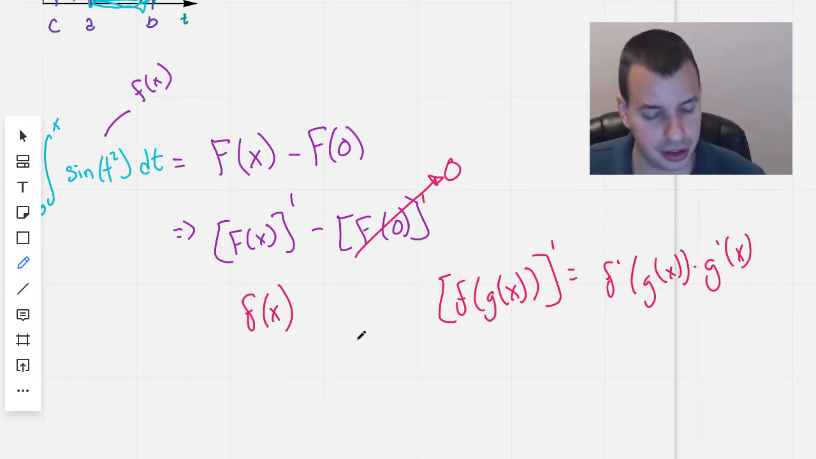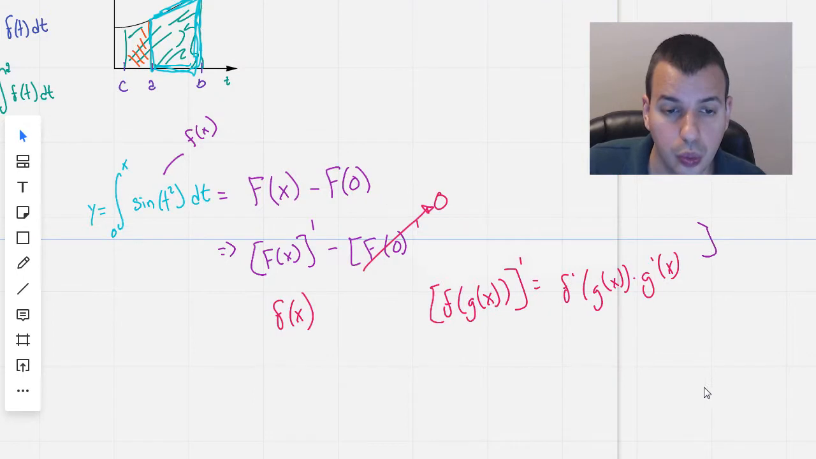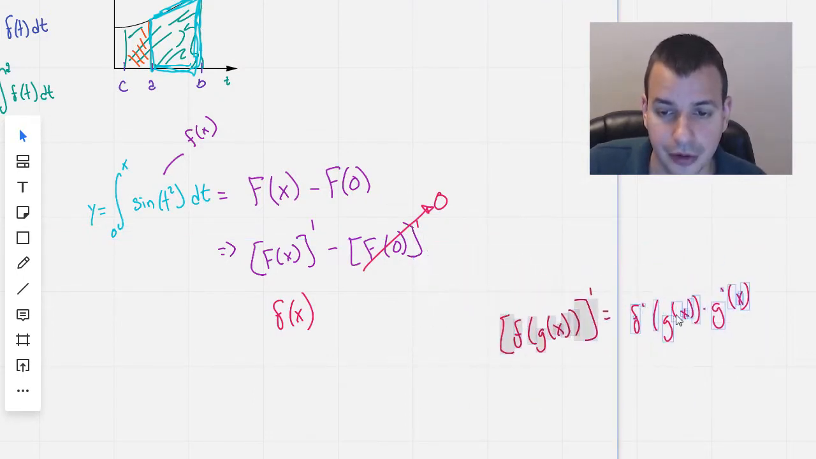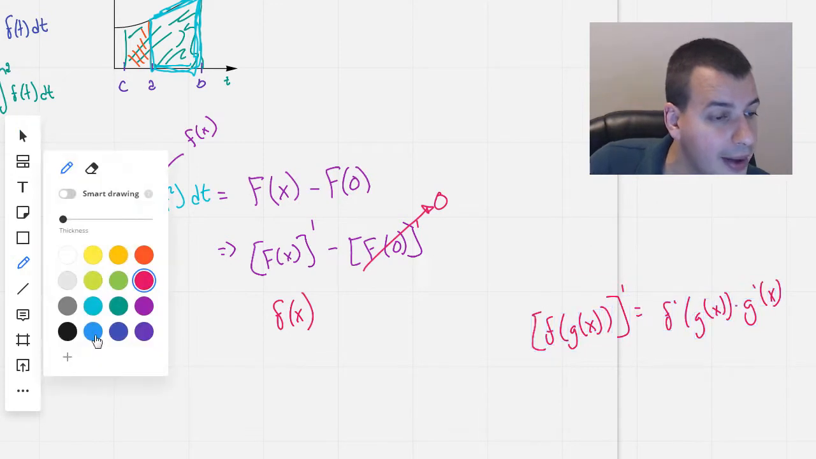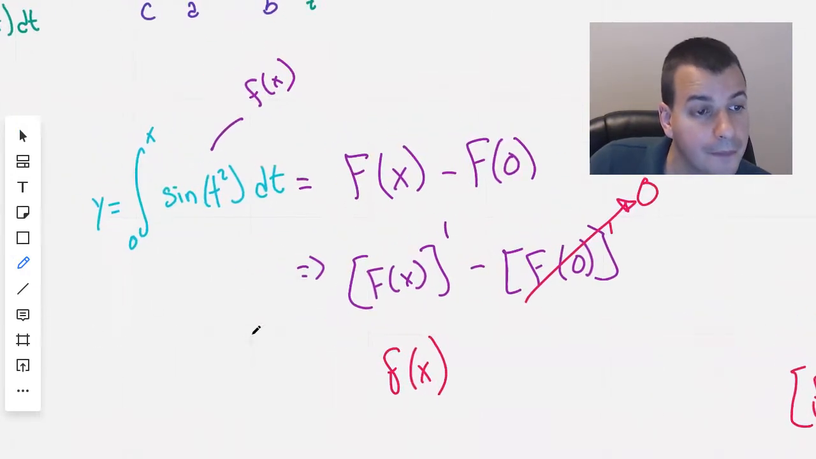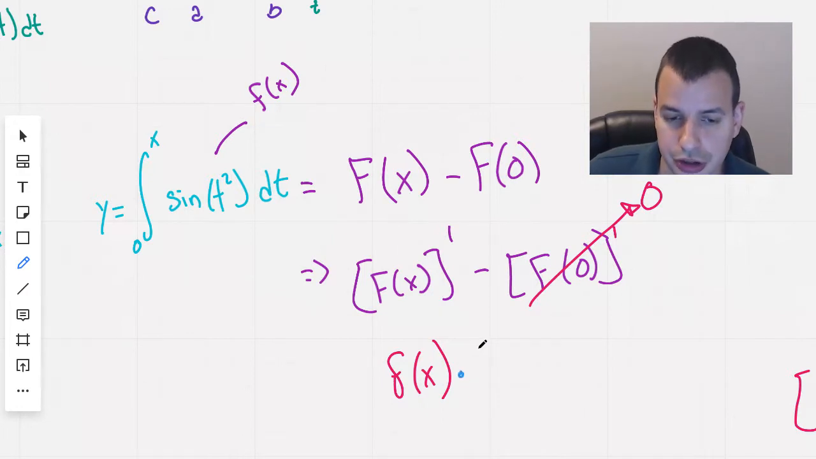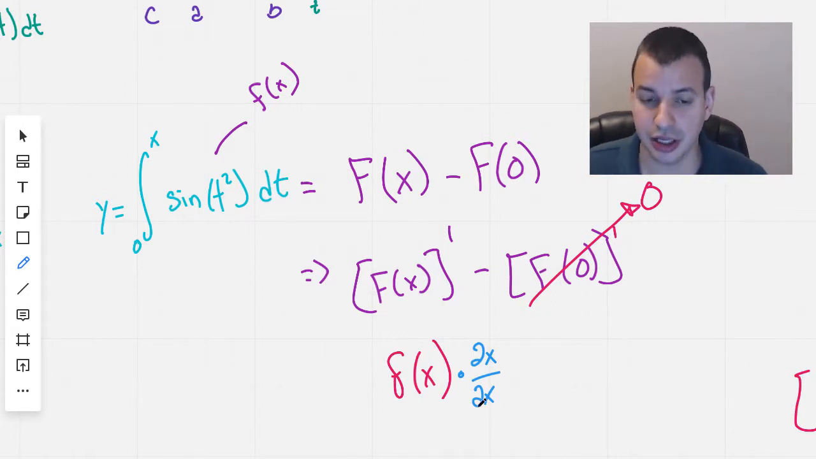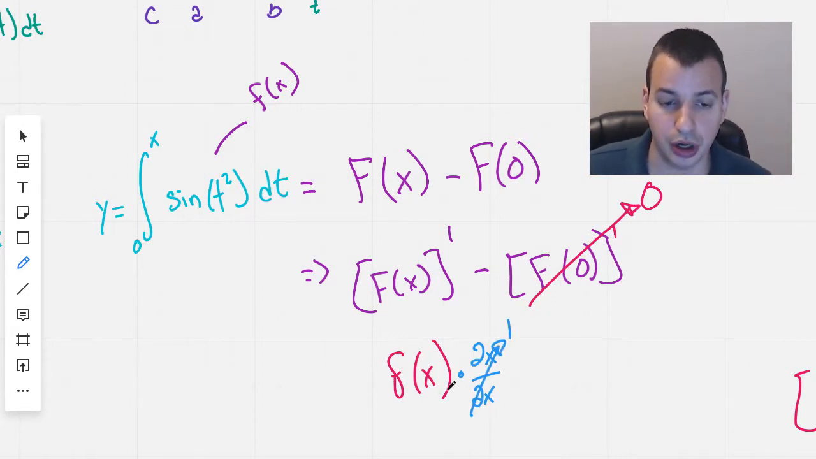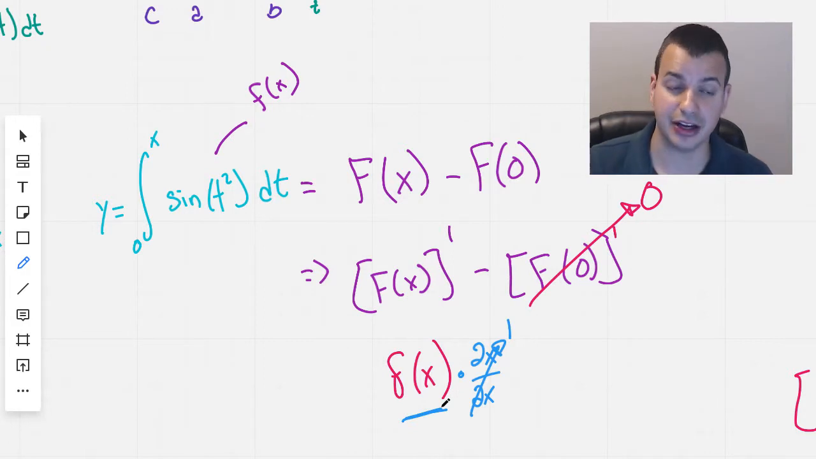Well, for this one here, the derivative of x will just be 1. So you can think of it as derivative of x with respect to x, or dx/dx. Either way, this becomes 1, and you're just left with f of x.